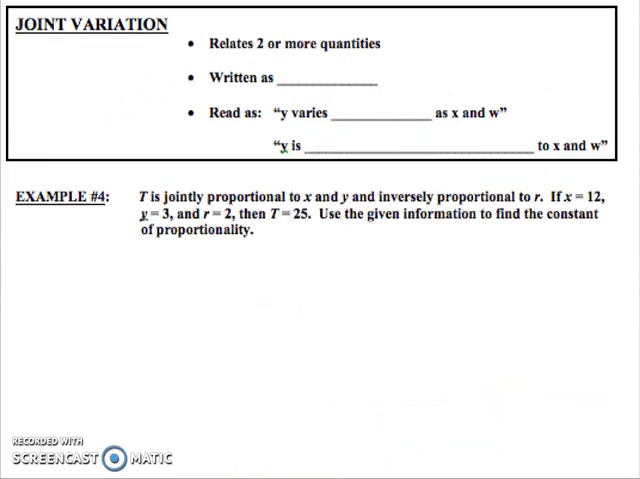The last type of variation we're going to talk about is joint variation. Joint variation relates two or more quantities. So it's going to be written as y equals, we're going to have our K value, but then we might have times x and times w. Okay, so it just relates multiple quantities together.